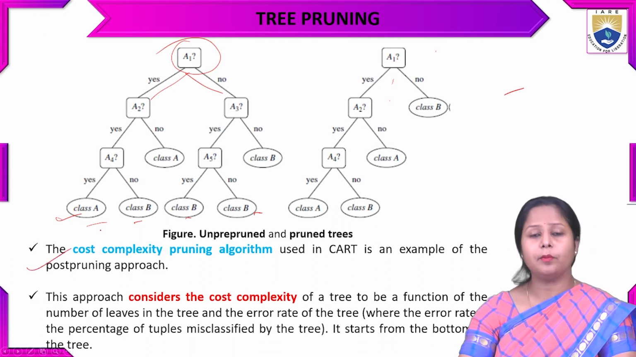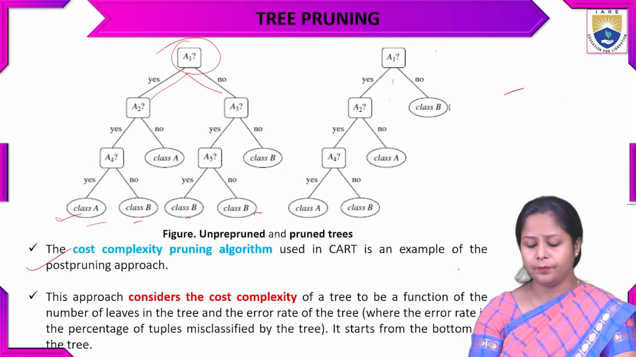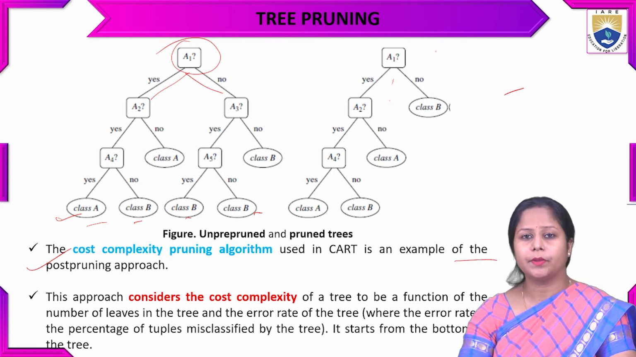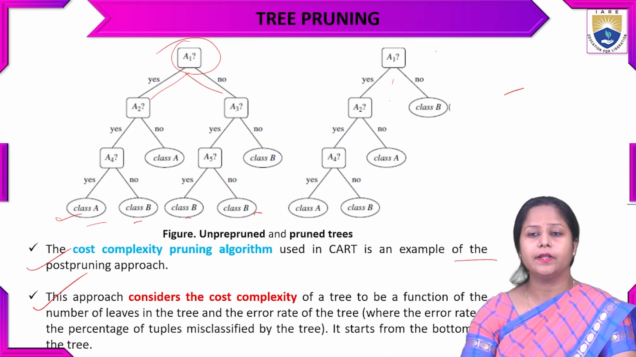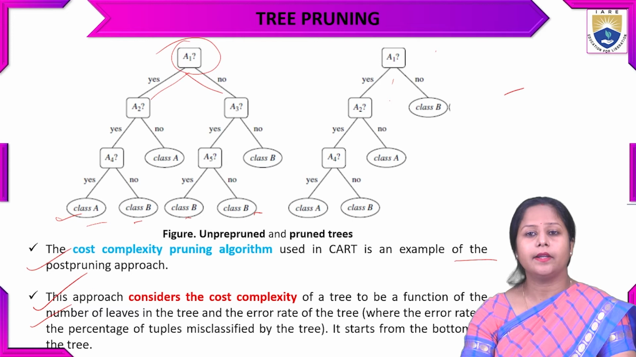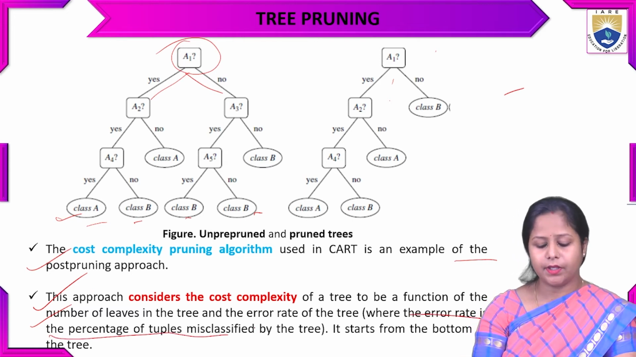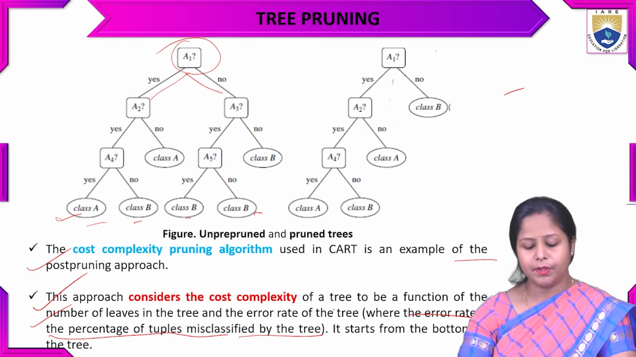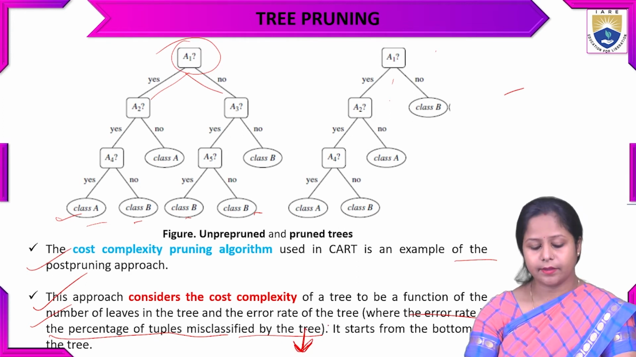The cost complexity pruning algorithm used in CART is an example of the post-pruning approach. This approach considers the cost complexity of a tree to be a function of the number of leaves in the tree and the error rate of the tree, where the error rate is the percentage of tuples misclassified by the tree.